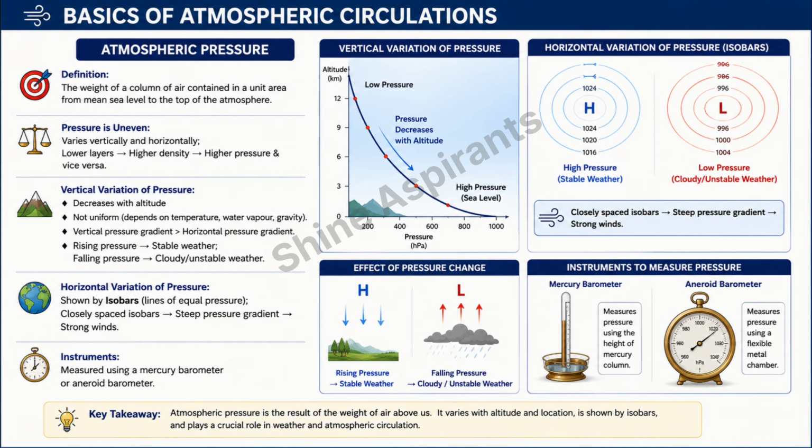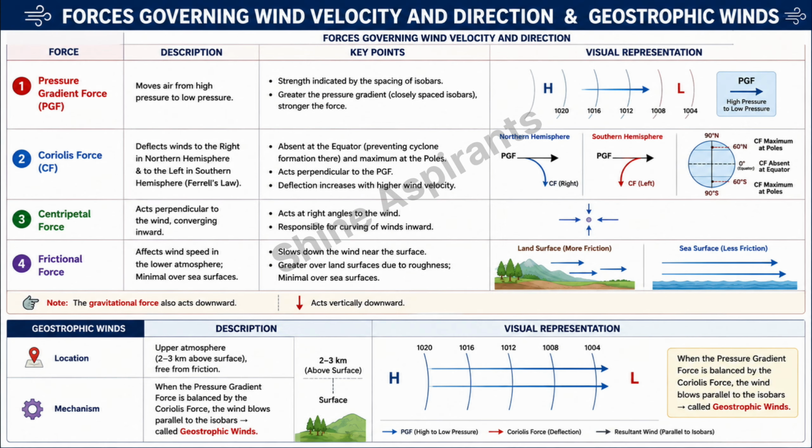Horizontal variation is shown by isobars, lines of equal pressure. Closely spaced isobars mean a steep pressure gradient and strong winds. Instruments: pressure is measured using a mercury barometer or aneroid barometer. Forces governing wind. Wind is the horizontal movement of air from high pressure to low pressure areas. Pressure gradient force, PGF, moves air from high to low pressure. Its strength is indicated by the spacing of isobars.